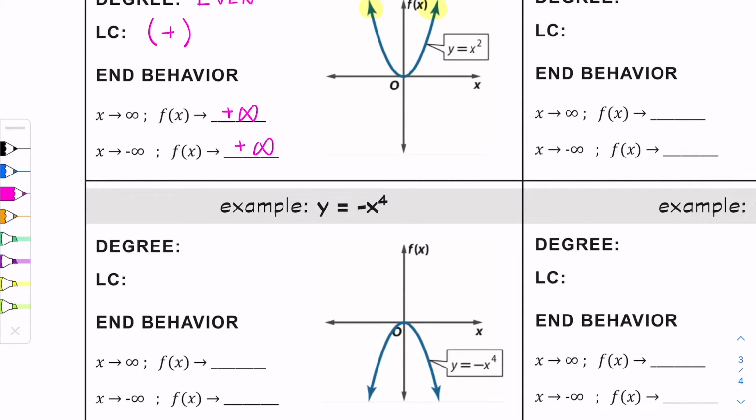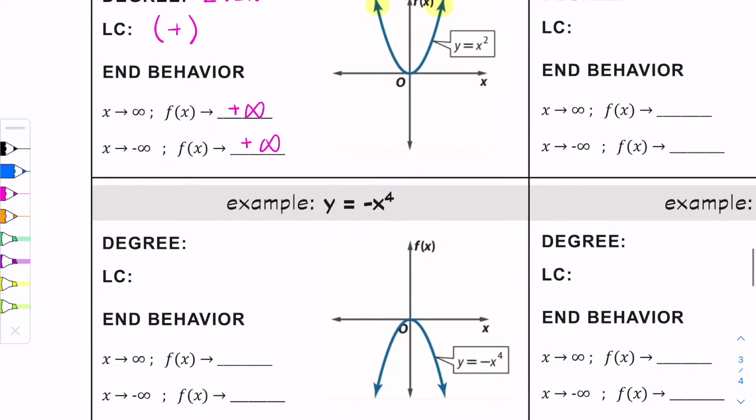Our next example, we have y is equal to negative x raised to the 4th power. This would technically be negative 1x raised to the 4th power. Our degree is a degree of 4, which is an even number. And our leading coefficient is negative 1, so it's a negative value. Whenever you have an even degree, negative leading coefficient, both ends of your graph are facing down or towards negative infinity.